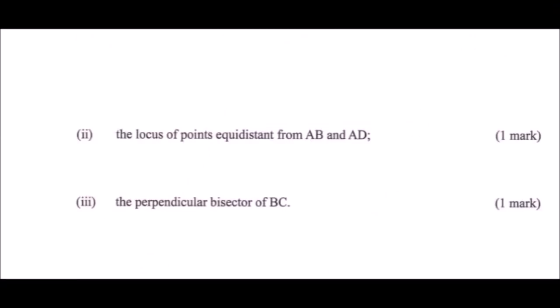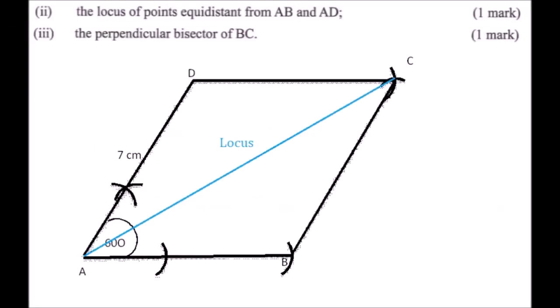So Roman number 2, we are told the locus of a point equidistant from AB and AD, you get 1 mark, and Roman number 3, the perpendicular bisector of BC. So let's do that. This means that we bisect our angle 60, and we know how to bisect. You just make 2 marks. If you draw a line from A to C, it will have bisected that angle. Again, we are told the perpendicular bisector of BC, this means that we bisect BC.